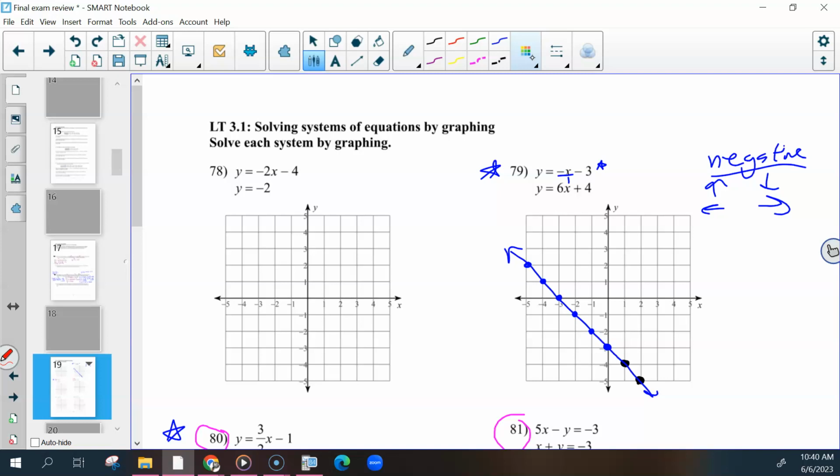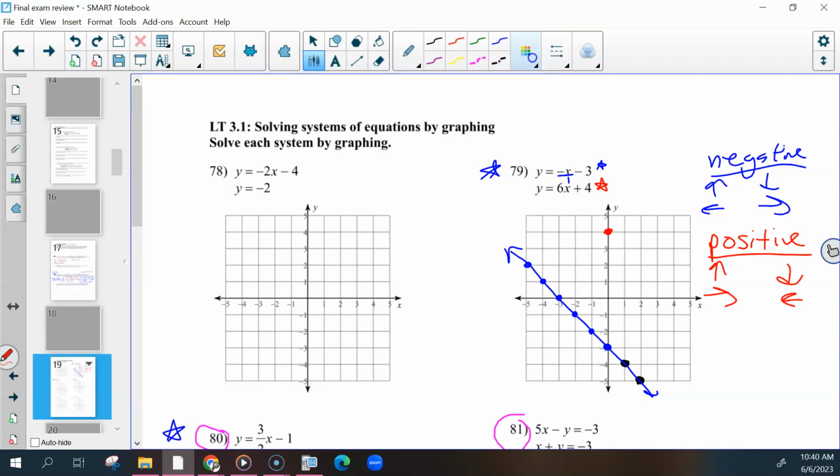Then do the same thing for the other line. This one starts at +4 on the y-axis. The slope is positive. And if we want something to go positive or have positive directions, we can go up and to the right or down and to the left.